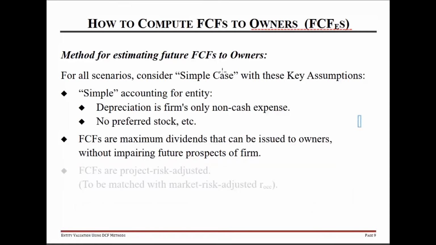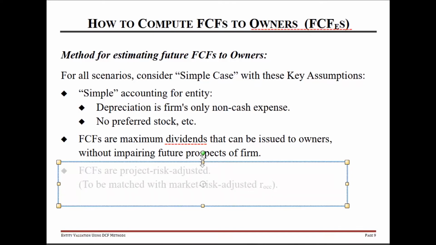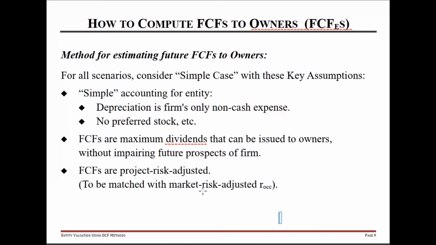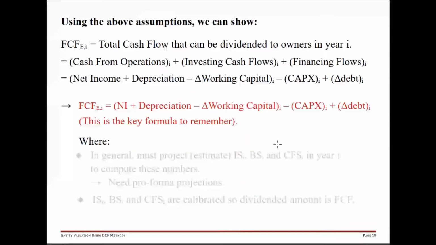And the free cash flows, when we're talking about owners: how do owners get cash flows from the firm they own? As dividends. So the free cash flows are going to be the maximum dividends that can be issued to the owners without screwing up the future prospects of the firm. And these free cash flows are going to be project risk adjusted, and that'll be matched with market risk adjusted cost of capital for discounting.